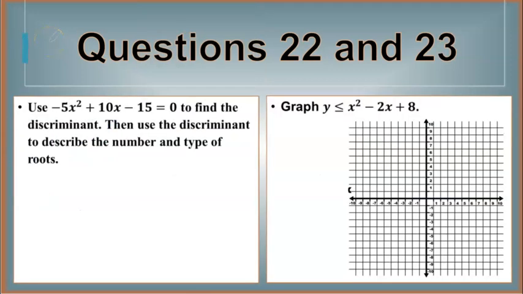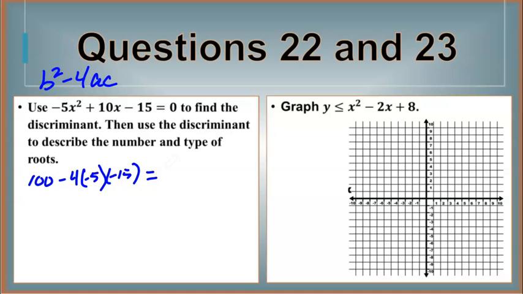Question 22. Use negative 5x squared plus 10x minus 15 equals 0 to find the discriminant, and then use the discriminant to describe the number and type of roots. So the discriminant formula is b squared minus 4ac. My b is 10, so if I square the 10, that's 100 minus 4 times our a, which is negative 5, times my c, which is negative 15. Negative 4 times negative 5 is 20, and 20 times negative 15 is negative 300. So I have 100 minus 300, which gives us negative 200. So our discriminant is negative 200.